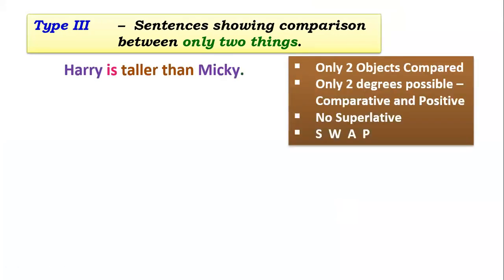Harry is taller than Mickey. So here we can see there are two things compared, and that is Harry and Mickey. Now this belongs to the third type of the sentence. That means specifically only two things compared. Now, how to change this part? So let's start with the steps.